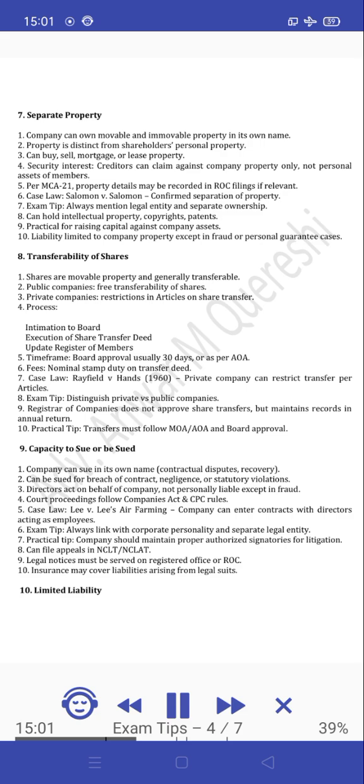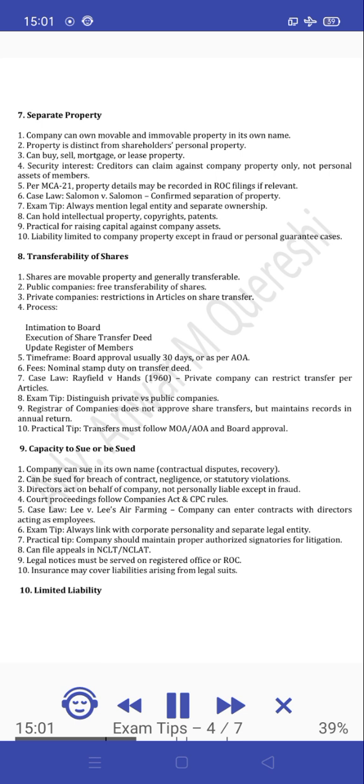9. Capacity to sue or be sued. 1. Company can sue in its own name for contractual disputes, recovery. 2. Can be sued for breach of contract, negligence, or statutory violations. 3. Directors act on behalf of company, not personally liable except in fraud. 4. Court proceedings follow Companies Act and CPC rules. 5. Case law. Lee vs. Lee's Air Farming. Company can enter contracts with directors acting as employees.